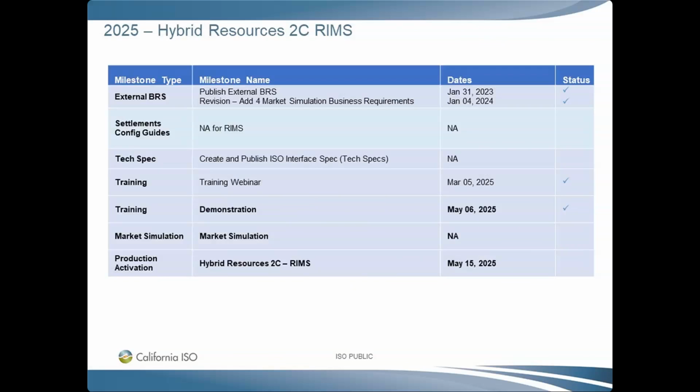No changes to the scope here, but we'll go to the milestones. So on May 6th, we did have a live demonstration that was provided for the changes that will be implemented as part of Hybrid Resources 2C for RIMS. Again, there was no market simulation for that, so we provided the demonstration in lieu of the market simulation. And for production, we are on track to activate May 15.